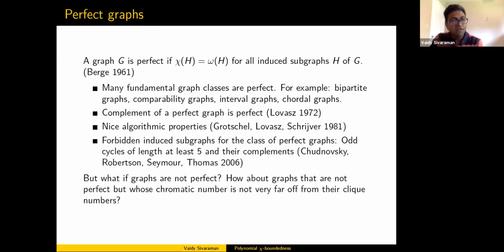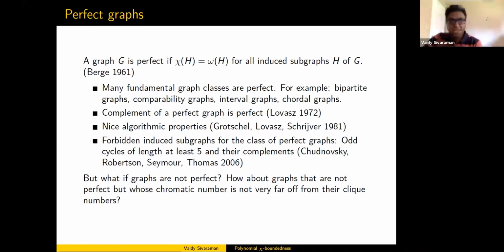And the final Fulkerson Prize winning paper in this series of developments was the determination of the forbidden induced subgraphs for perfect graphs. And it's very simple: just the odd cycles and their complements. Just odd cycles and their complements. And cycles start at 5. Triangle is perfect, right? K3 is perfect.